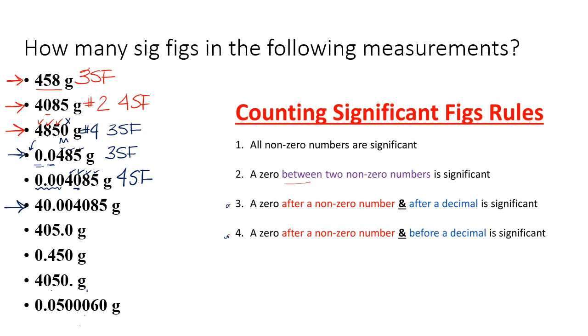This next one's kind of funny because you've got a 4 at the beginning and a 5 at the end. So actually, rule 2 can be used to explain why every single digit here is significant. You can also apply rules 3 and 4, but rule 2 takes care of it. So 1, 2, 3, 4, 5, 6, 7, 8. So there's 8 sig figs.